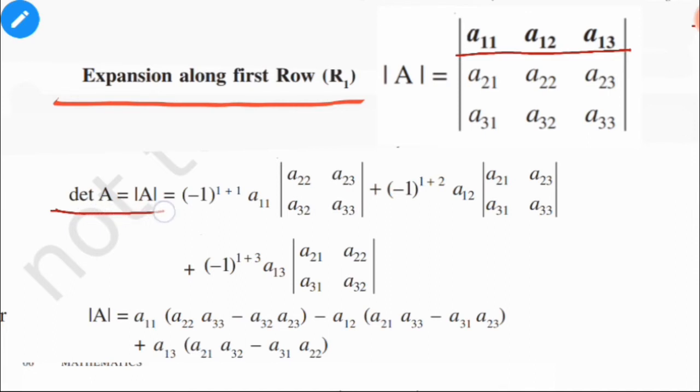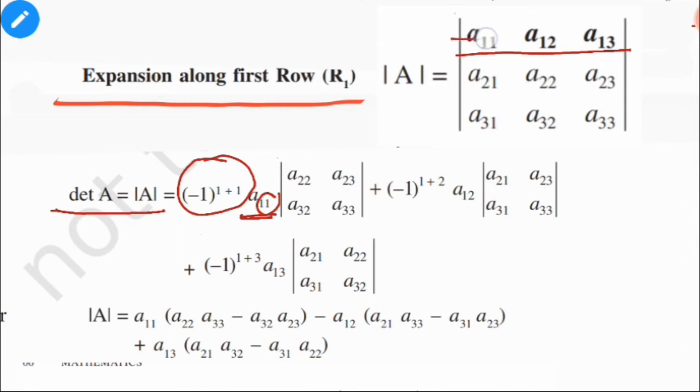Here det A equal to first element of R1 is A11. So just start with A11 and multiply A11 with minus 1 raised to 1 plus 1. How this minus 1 raised to 1 plus 1? Here 1 plus 1 comes from the suffix of A11. We are starting with the A11. So just multiply A11 with minus 1 raised to 1 plus 1. 1 plus 1 comes from the suffix 11.